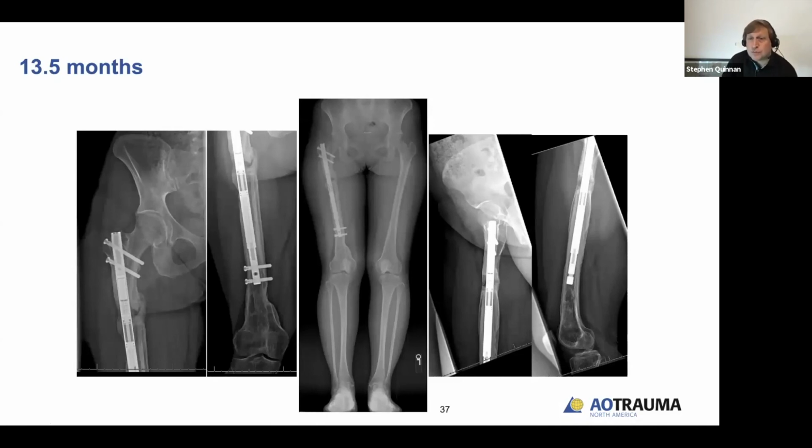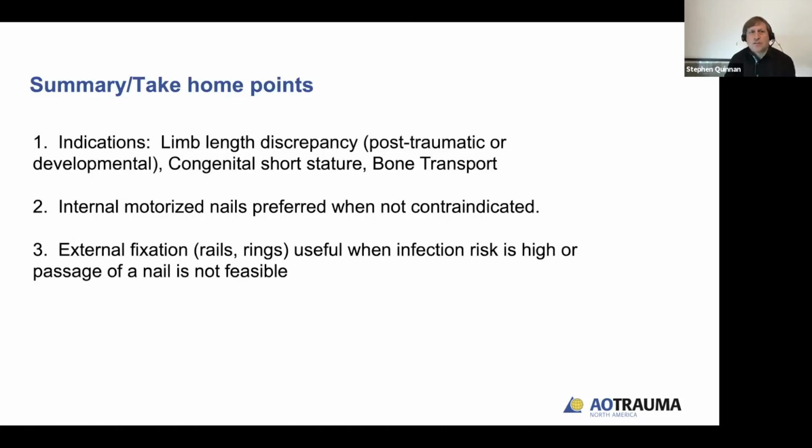Now, this was a PRECICE nail, so she had to be non-weight bearing. The period of time that she was non-weight bearing on this was a bit longer than it would be now when we have weight bearing type devices. So that being said, as a summary, the indications are limb length discrepancy from post-traumatic, developmental, or congenital short stature, as well as bone transport. These are all reasons that we may want to change the overall length of the bone segment.